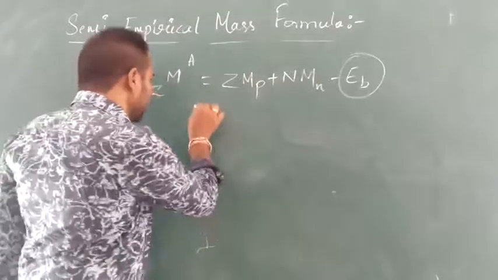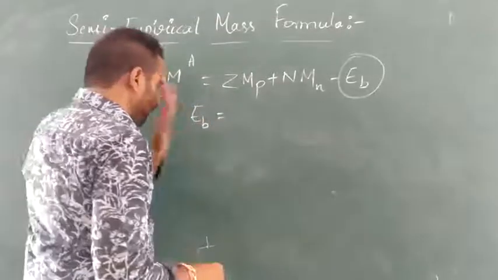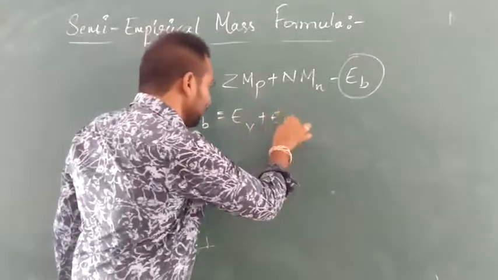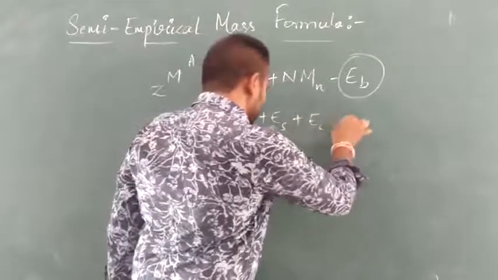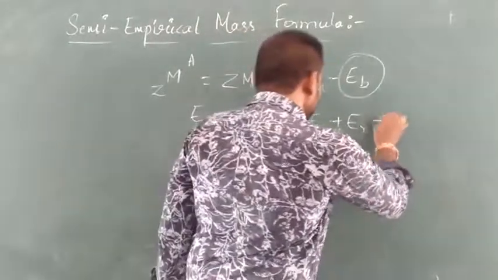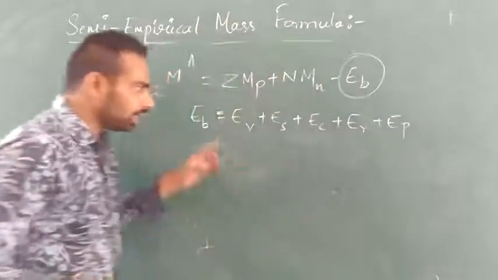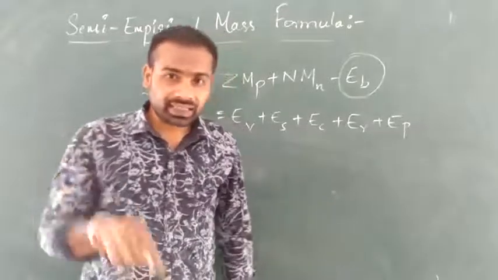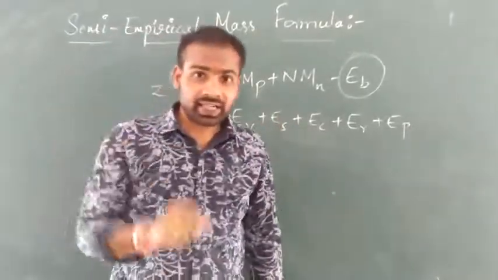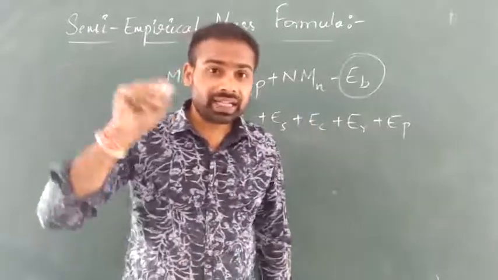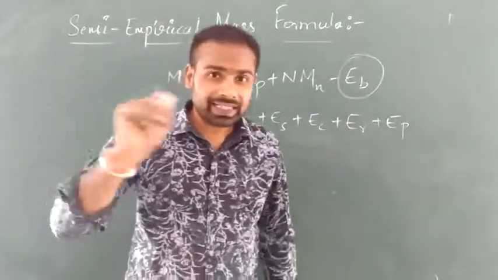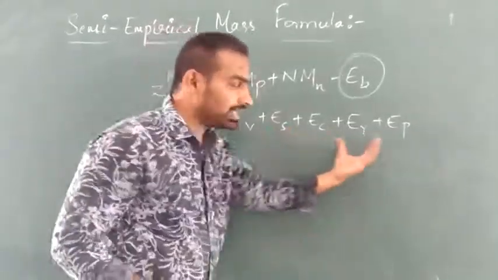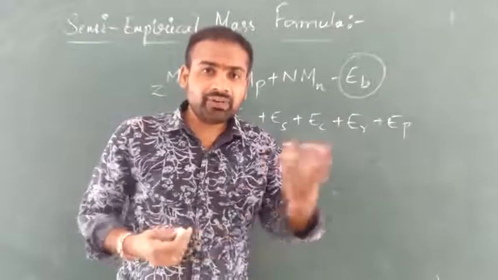The binding energy correction term is given by EB equal to EV plus ES plus EC plus ER plus EP. This is the series of correction terms: EV, the volume energy correction term; ES, the surface energy correction term; EC, the Coulomb energy correction term; ER, the asymmetry energy correction term; and EP, the pairing energy correction term.